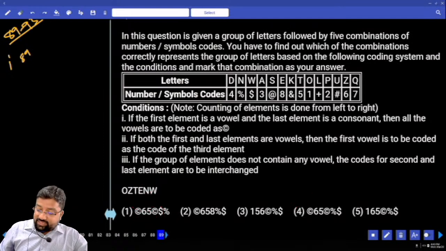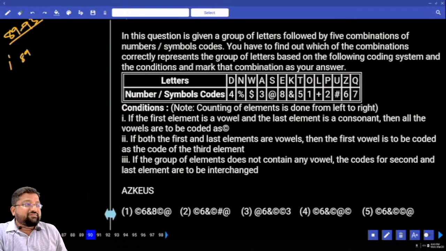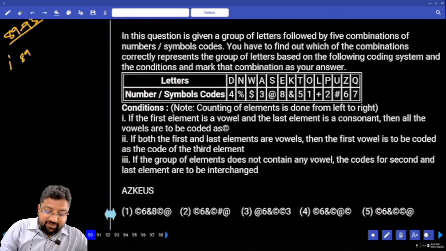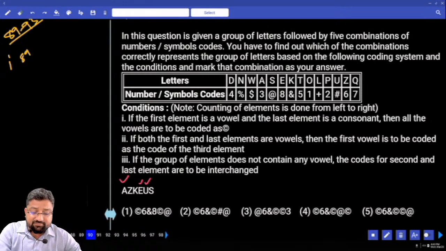Now let me look at question number 90. Is it following the same rule? Yes. First is a vowel, last is a consonant. Then the vowels are to be coded as copyright. How many vowels? 3 vowels. First, 4th and 5th. Third option.